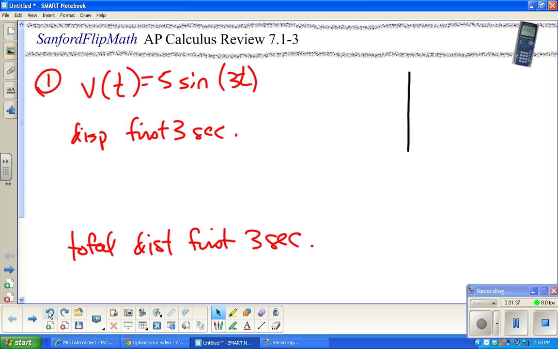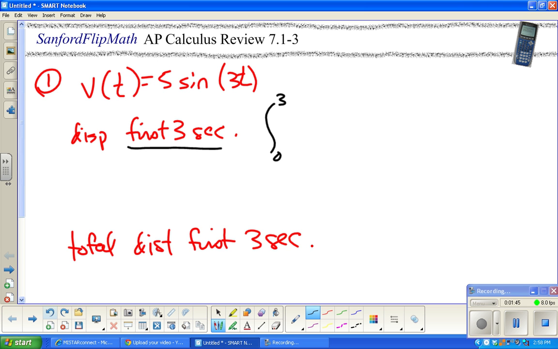Okay, so for displacement, honestly, all you need to do is the integral. It said the first 3 seconds, and it's specified from 0 to 3, just to clarify. Just take the velocity function and do the integral, and honestly, that's it. Okay, so that's the setup. Calculator can be active for this problem. Make sure you're in radian mode, type, done.